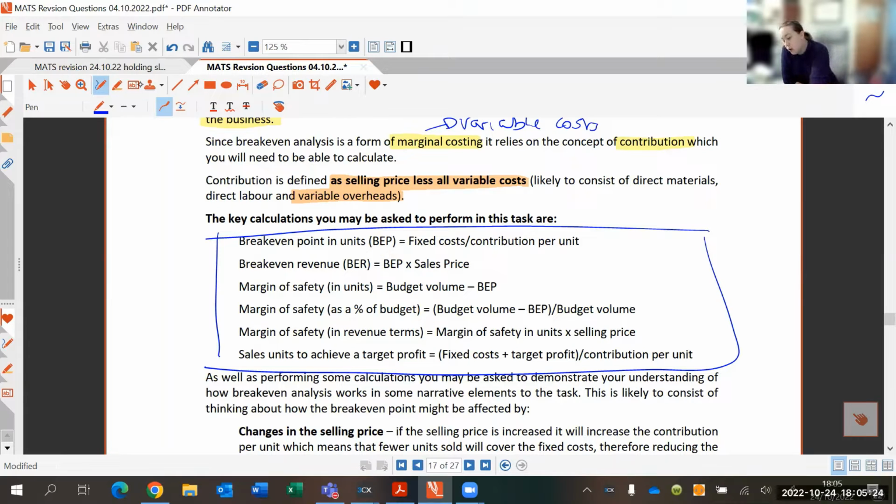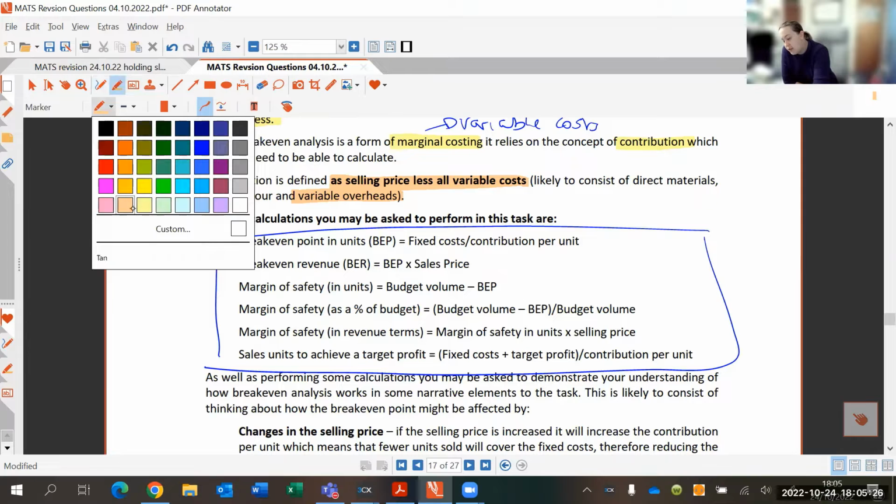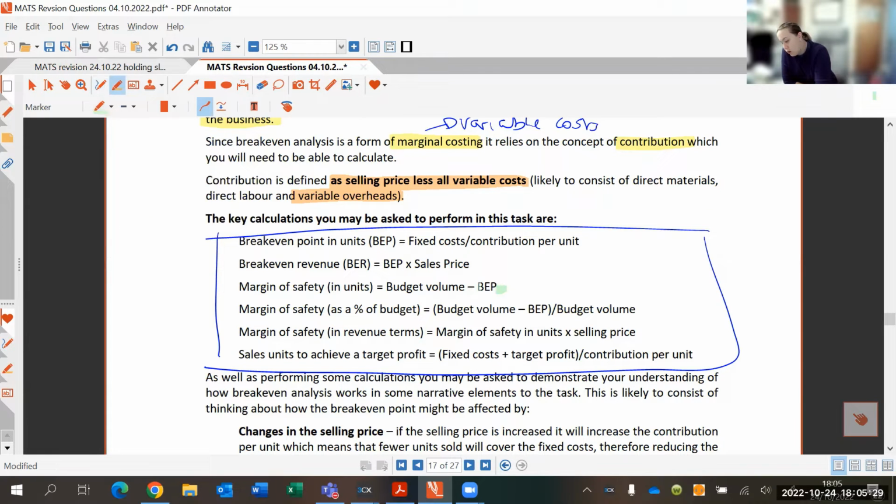We then also can look at things called margin of safety. And this is where we look at what we're planning to produce versus what we need to produce in order to make sure we cover our costs, our break-even point.